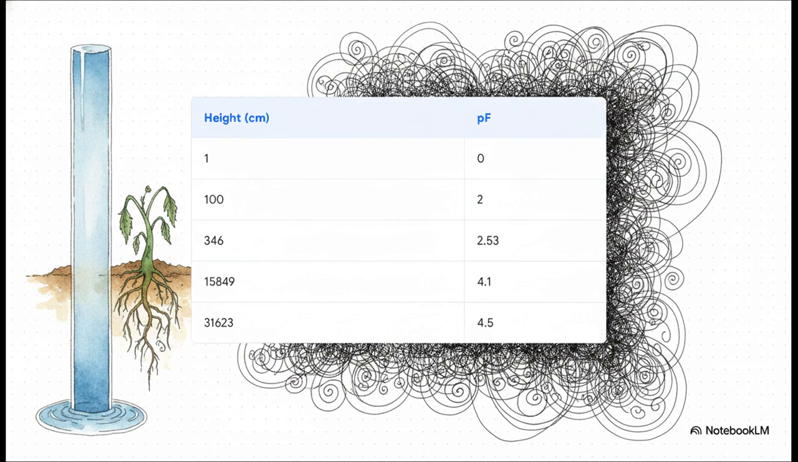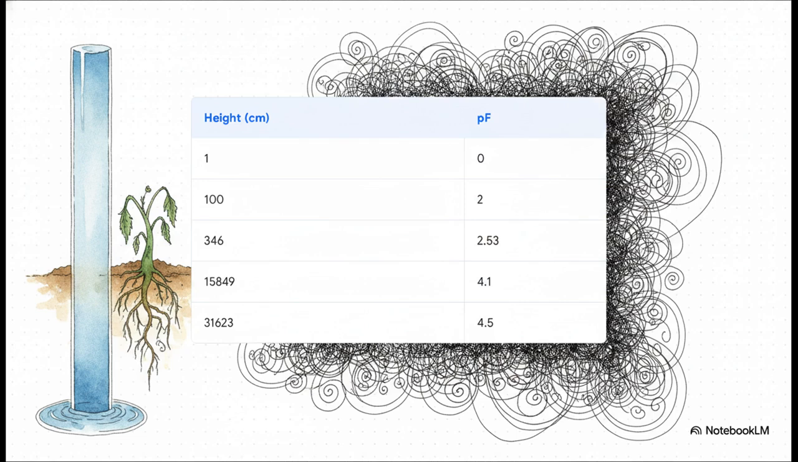Let's put this into perspective and see how it scales, because honestly, it gets wild fast. Since it's logarithmic, tiny bumps in PF mean massive jumps in the actual water column height. Look at this progression. A PF of 0 is just a 1 centimeter column of water. But bump that to a PF of 2, and suddenly you're at 100 centimeters. Hit field capacity at a PF of 2.53, and we're talking 346 centimeters.